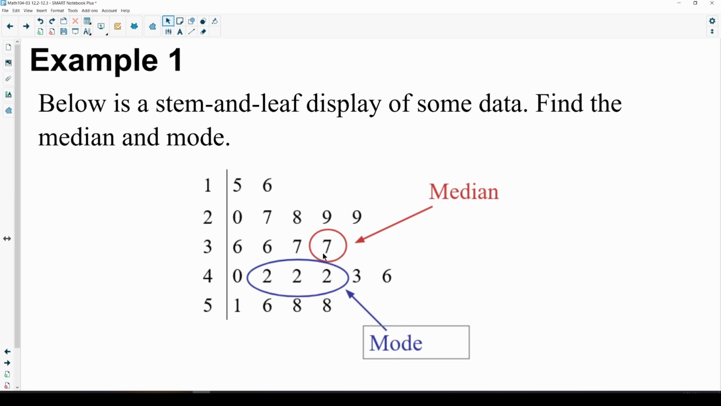If we were to go ahead and calculate our mean, of course, we'd still add them all up and divide by the number of elements. But the stem and leaf display is nice because we can use it to quickly identify some of those measures of central tendency.